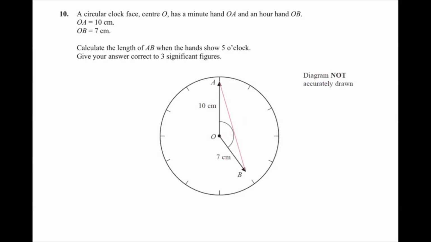It is a 360-degree circle that's been perfectly split into 12 sections for the 12 hours. So if I do 360 and divide that by 12, that will give me 30 degrees. So each section is 30. I have 1, 2, 3, 4, 5 sections. So my angle is 150 degrees. I now have everything I need to use the cosine rule.